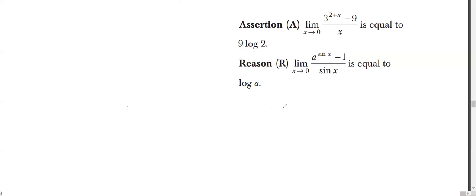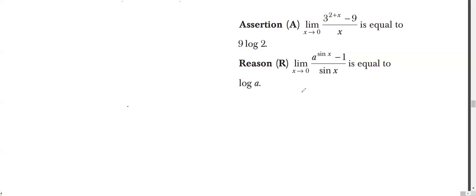In this video, I'll solve some questions based on assertion reasoning. Class 10th topic is limits. So in the assertion, it says that limit x tends to 0, 3 raised to the power 2 plus x minus 9 over x is equal to 9 log 2. So let's see if I solve this.